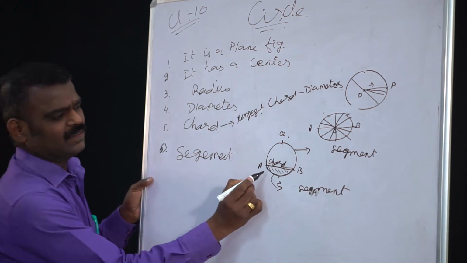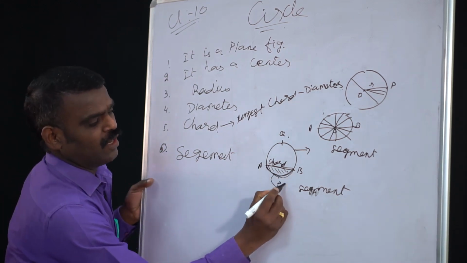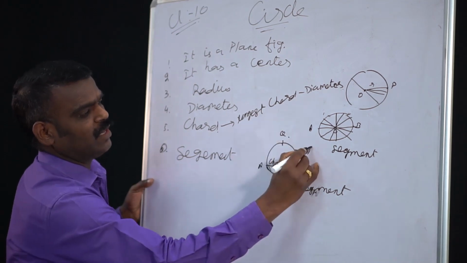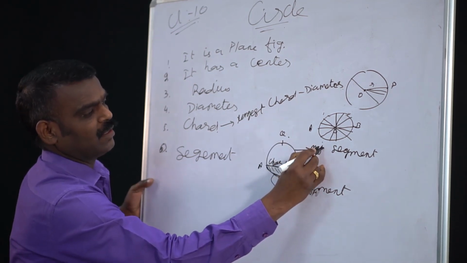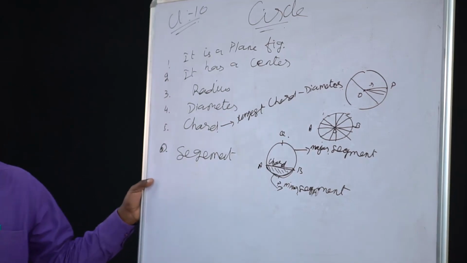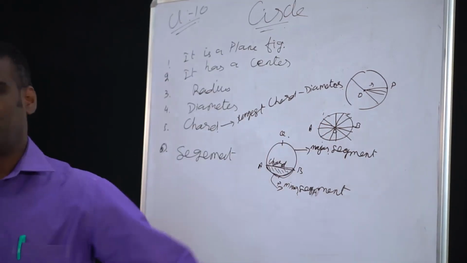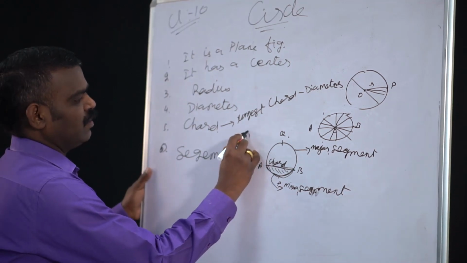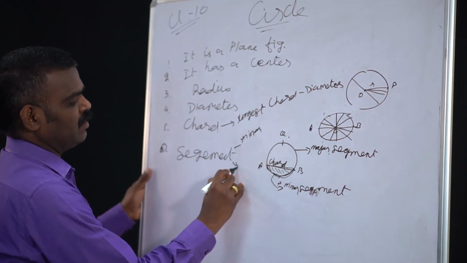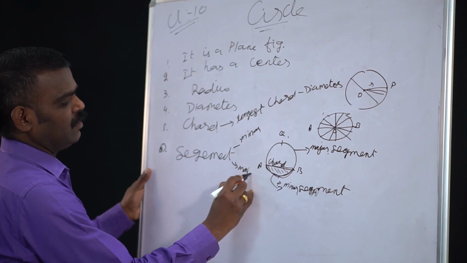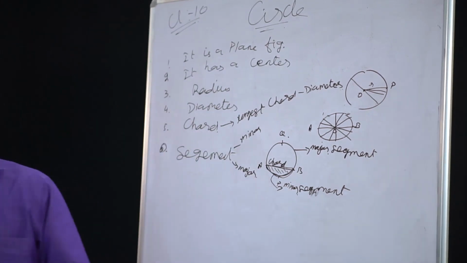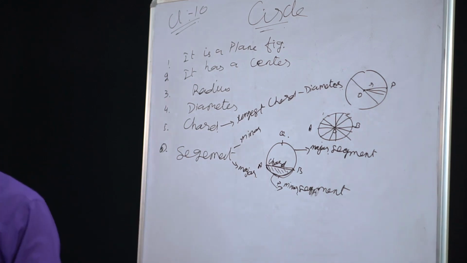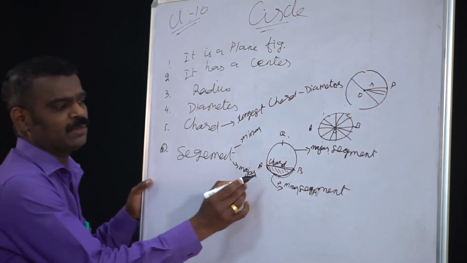but here the arc is small, so it is called minor segment. The arc is bigger, so it is called major segment. So, minor segment and major segment. So, chord can be two, one is minor, another one is major. Clear?